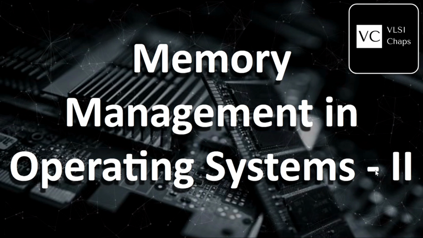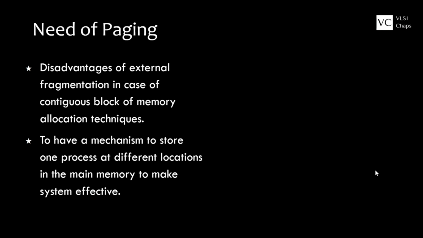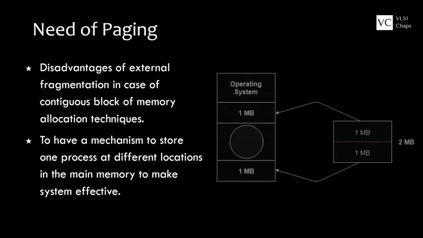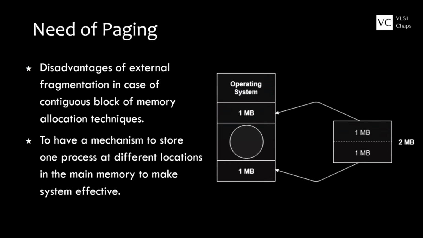Now, why is paging required first of all? We saw that the common problem with contiguous memory allocation techniques is external fragmentation. Though we have enough free memory available in the main memory, because the process size is not equal to that available free space, we are not able to place that process within the main memory. That is the common problem we are facing right now, which is external fragmentation.